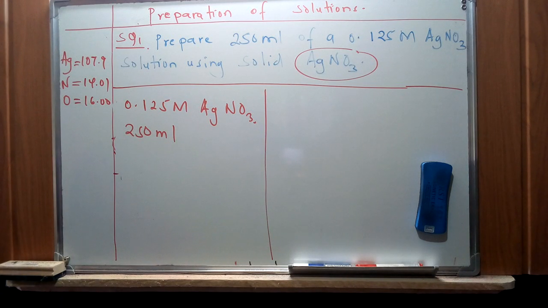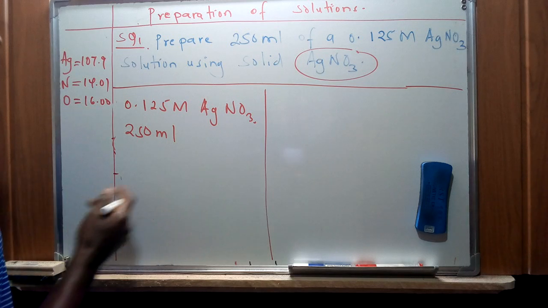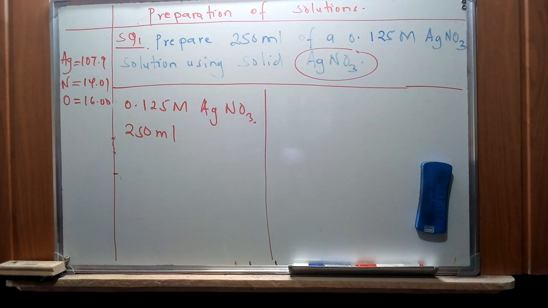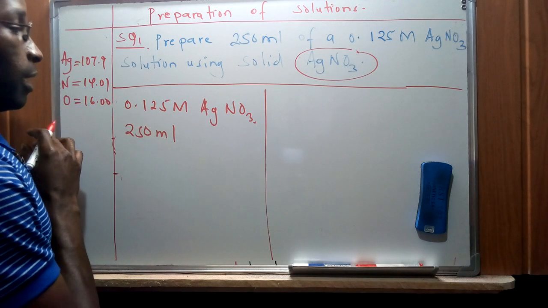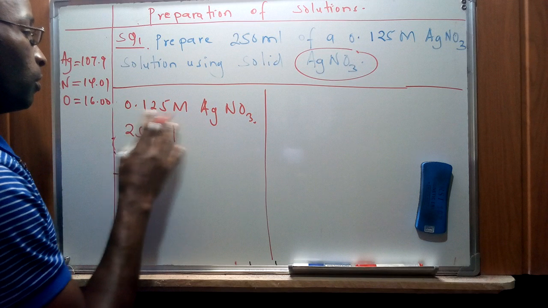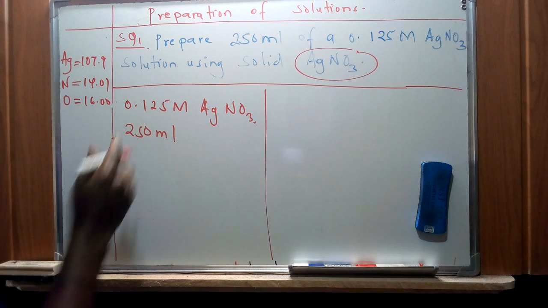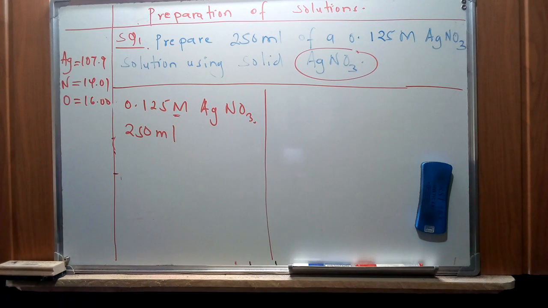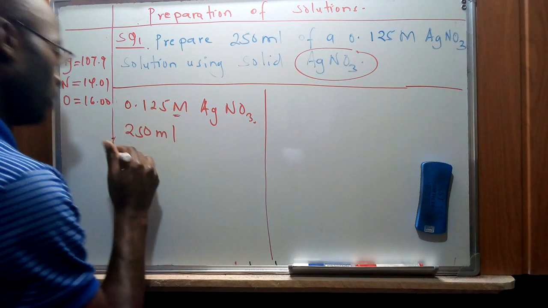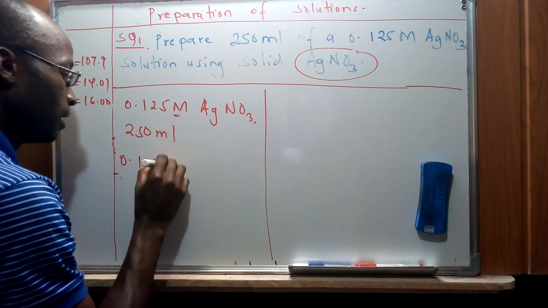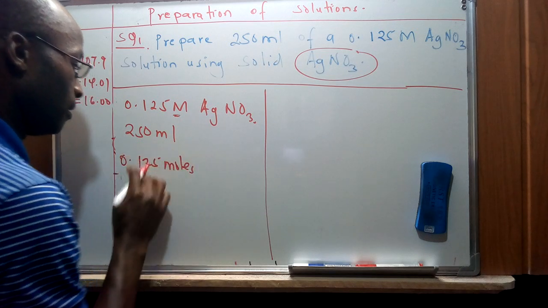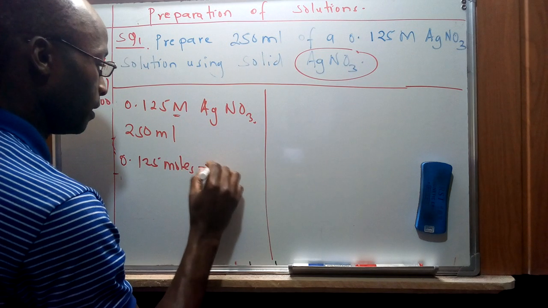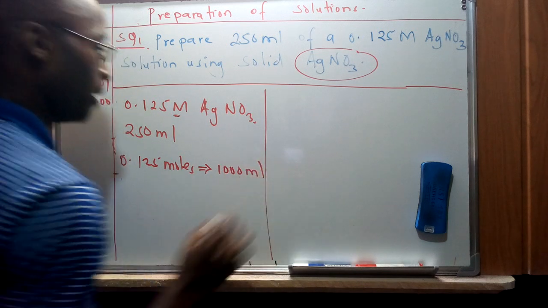Now 1000 ml is equivalent to a liter, so in case we use the term liter or ml, that is the equivalent. So now we're going to use Avogadro's concept, or maybe the mole concept, to find out what these two terms mean. Whenever we use the term molar, it refers to the number of moles of a solid in a liter of a solution. So when we talk about 0.125 molar, we're saying that 0.125 moles are contained in 1000 ml of silver nitrate solution.